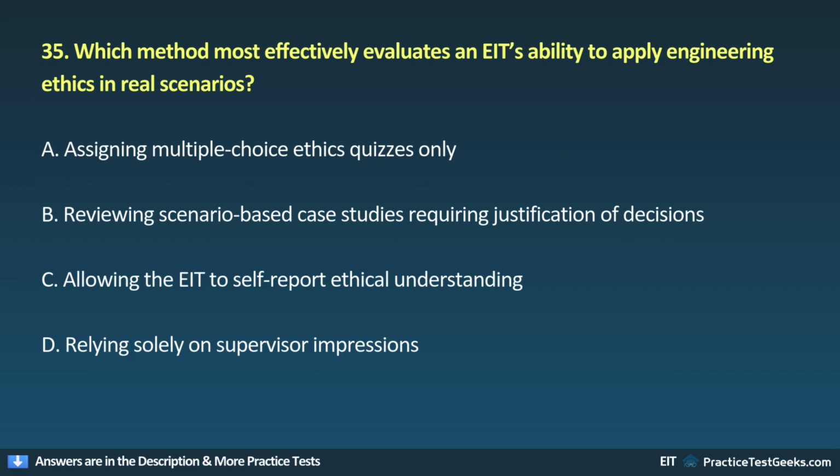35. Which method most effectively evaluates an EIT's ability to apply engineering ethics in real scenarios? A. Assigning multiple-choice ethics quizzes only. B. Reviewing scenario-based case studies requiring justification of decisions. C. Allowing the EIT to self-report ethical understanding. D. Relying solely on supervisor impressions.